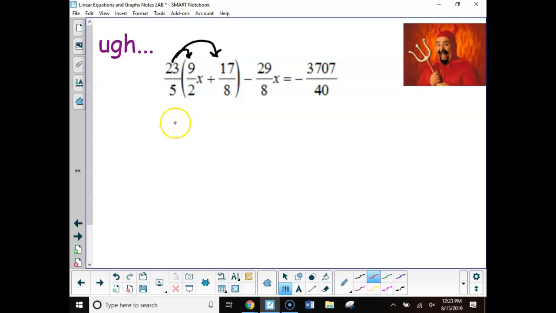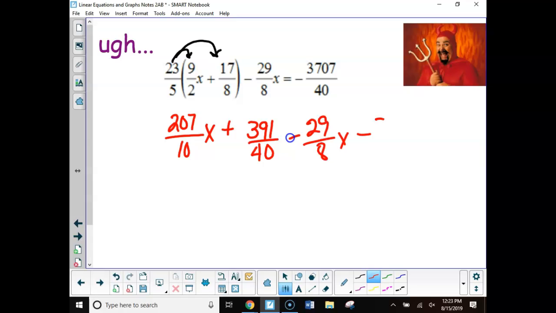You don't have this problem, so if you want to write it down to help you as an example, you can. Otherwise, just help me get through this real quick. 23 times 9 is 207. What is that over? Yes, the bottoms get multiplied together and you have a 10. Oh, then we'd have 23 times 17, which is a lovely 391, over 5 times 8 on the bottom, which would be 40. Then we're done distributing, so we still have a 29 over 8x minus 3707. Oh, there's an equal sign in there, Hofbauer.